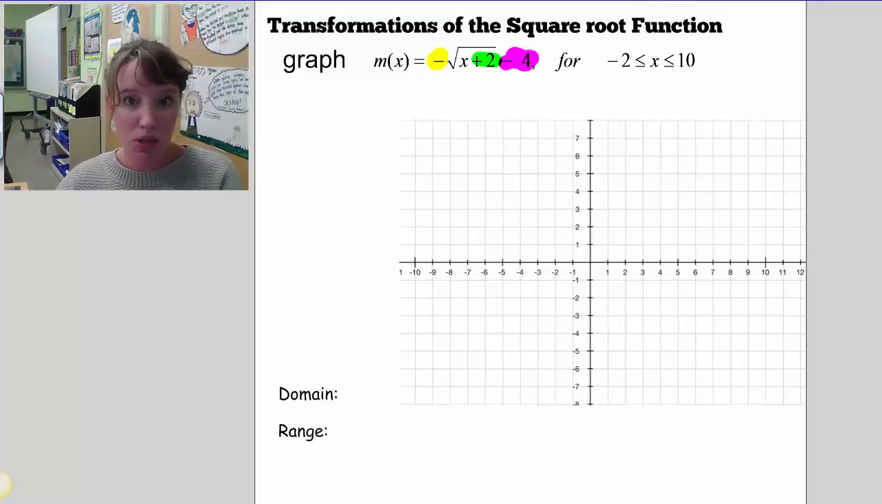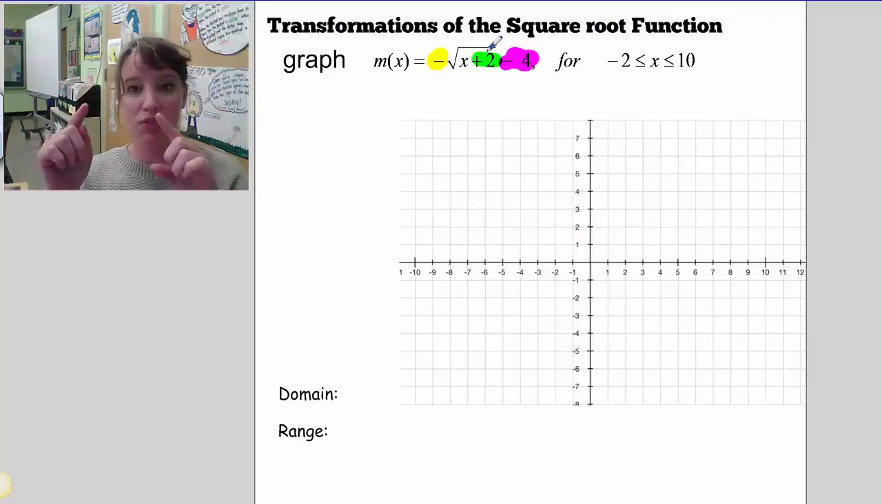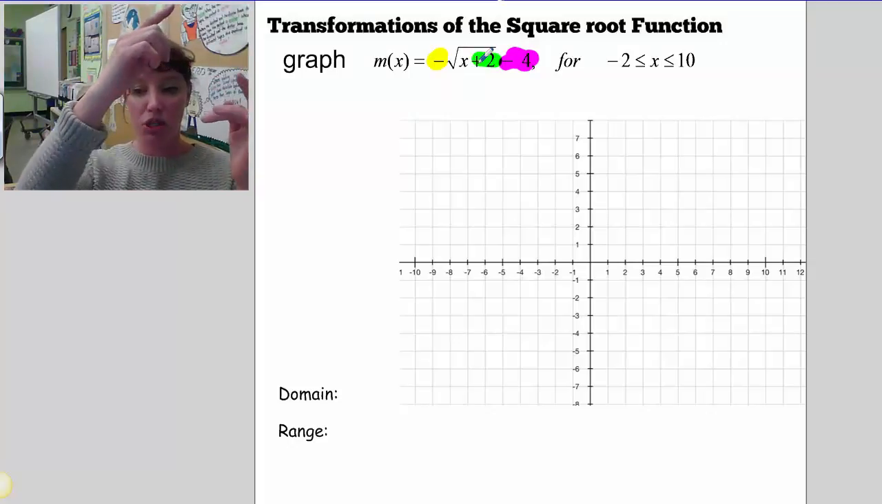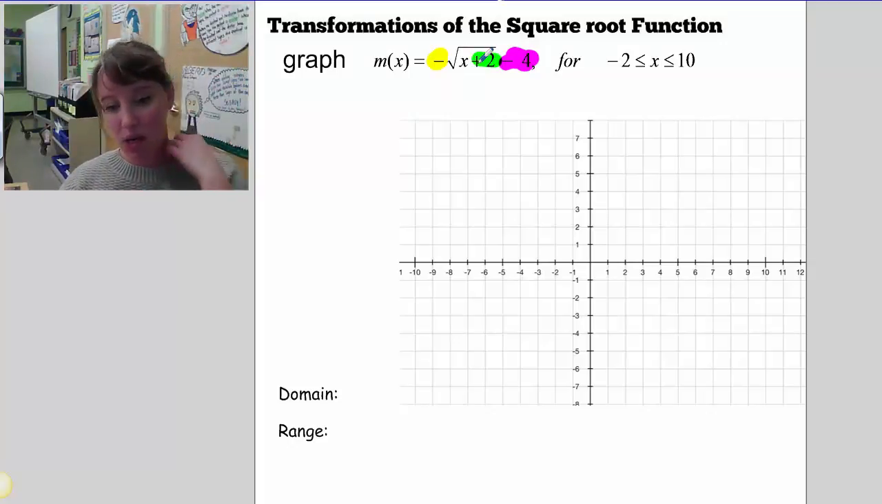So remember, our first step is, just to visualize it, it's been shifted left. So the first thing we encounter is the green. It's shifted left, and then that's been reflected, and then the whole thing's been shifted down by 4. Okay, so I'll show you.